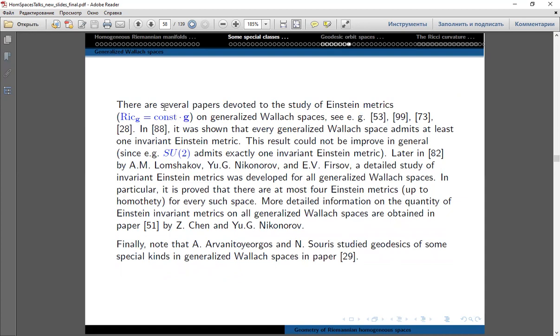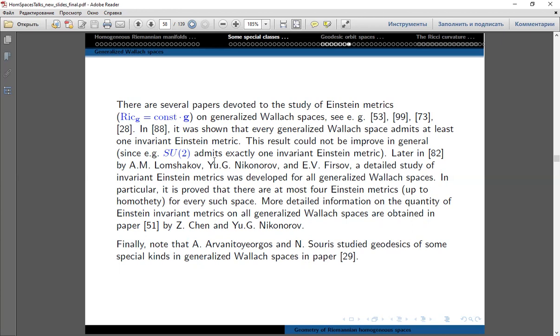There are several papers devoted to Einstein metrics on generalized Wolf spaces. We have an almost complete classification on these spaces, but it's very interesting that on every such space there is at least one Einstein metric up to homogeneity, but no more than 4 Einstein metrics. And it's very interesting to consider the evolution of the number of these Einstein metrics when we consider generalized Wolf spaces close in some reasonable sense to each other.